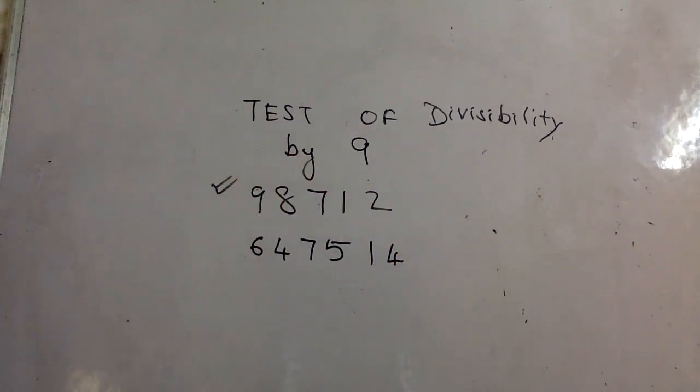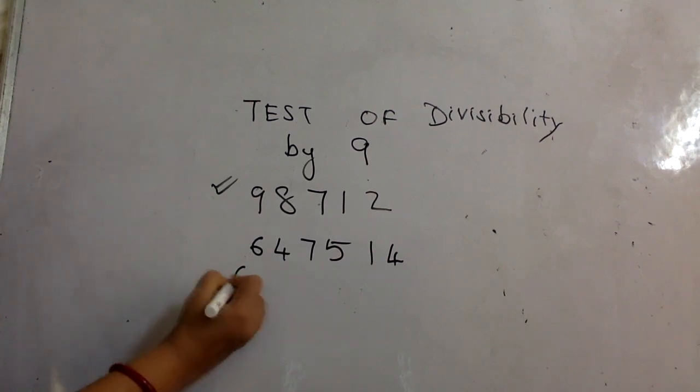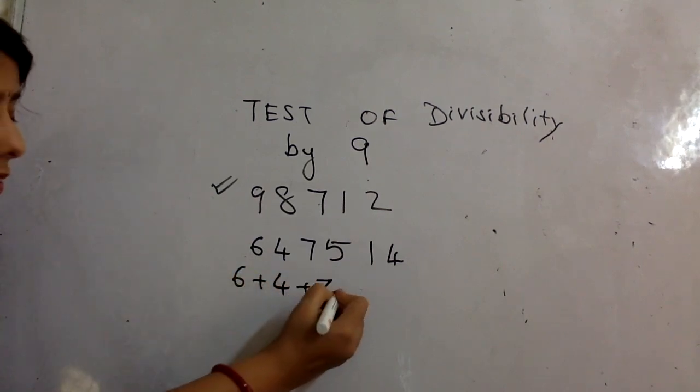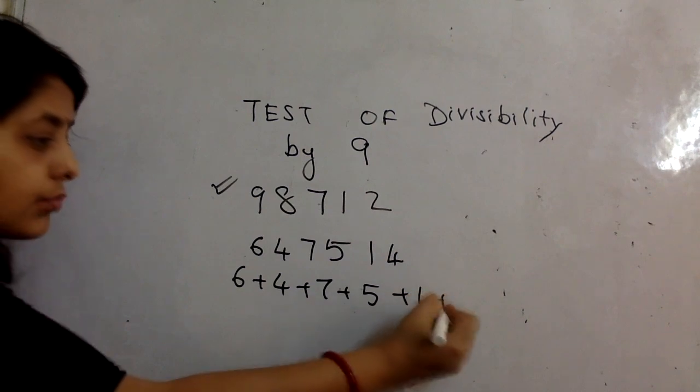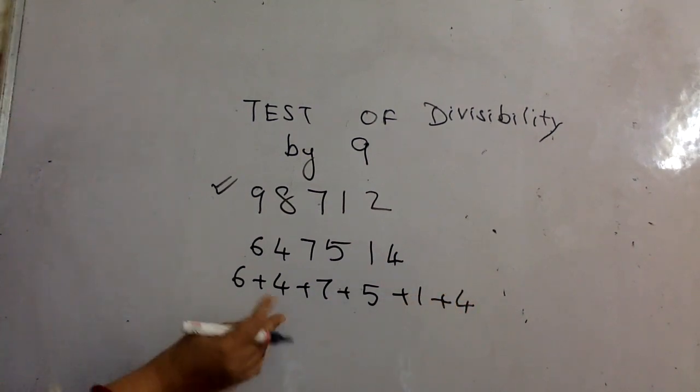647,514. I'm taking long numbers. You see, then you see the advantage of using the test. If I'm taking a very short number, you'll not understand why not divide it itself. So here, 6 plus 4 plus 7 plus 5 plus 1 plus 4. How much is it? 10.